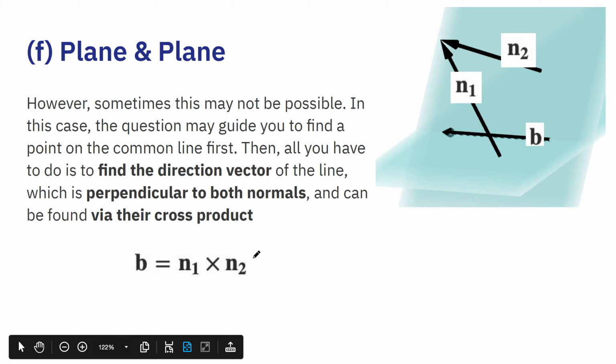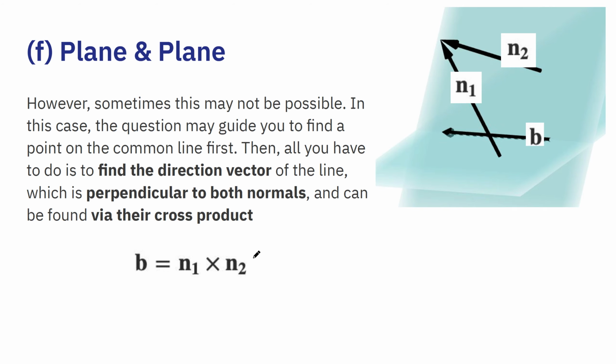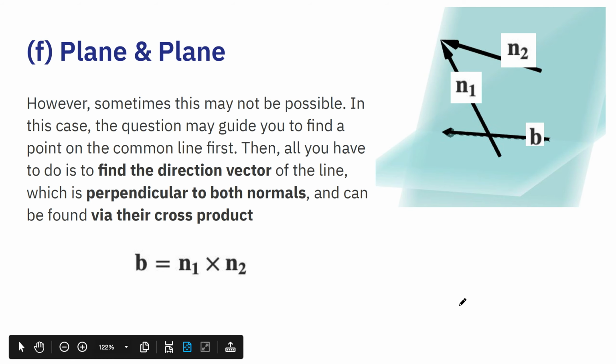Okay? So next, sometimes this may not be possible, so the question may guide you to find a point on the common line first. So let's say we already have a point on the line, right? And they ask you to, hence, find the equation of the line that is the line of intersection between the two planes. So now what you do is you find the directional vector of this line, which can also be found via the cross product of the two normal vectors.